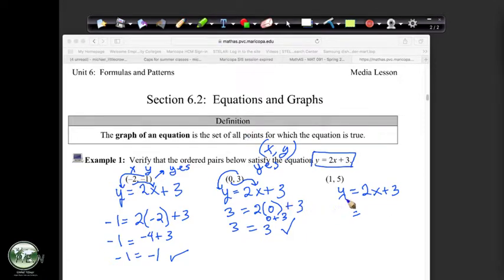See, why did I put the 1 there? Because it comes first and the y comes first. Don't you see how easy it is to mess these up? But you're right, the 5 is going to go in for y, and the 1 is going to go in for x. The way they write this, 5 equals 2 times 1 plus 3. So 5 equals 2 times 1 is 2, plus 3 is 5. So 5 equals 5. That also checked.